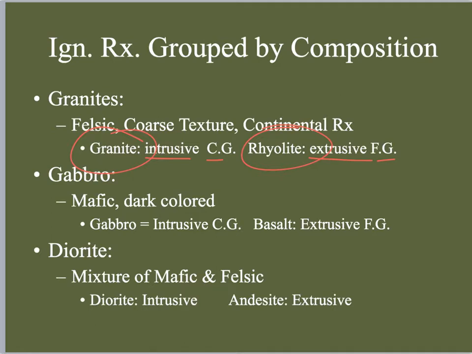Let's keep going. Down at the bottom, you have diorite. Diorite is going to be a mix between mafic and felsic. It oftentimes has a speckled look to it. Your diorite is intrusive, andesite is extrusive. You guys are thinking, okay, same composition, mixed between dark and light minerals, and then is it coarse-grained or fine-grained? I apologize for saying the same thing over and over again.